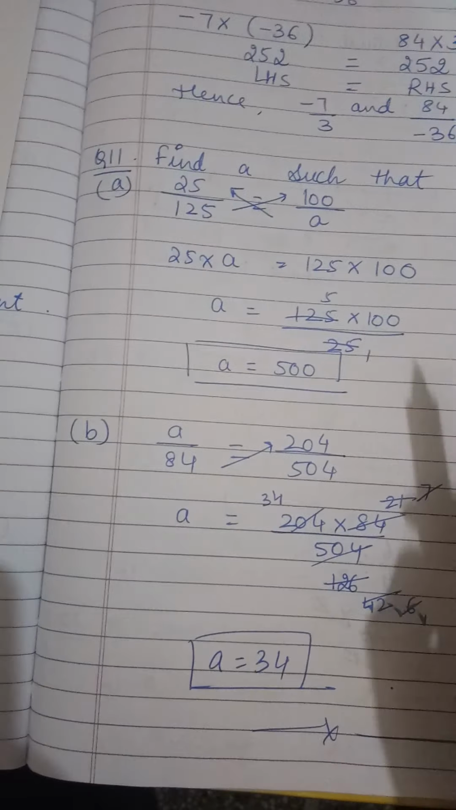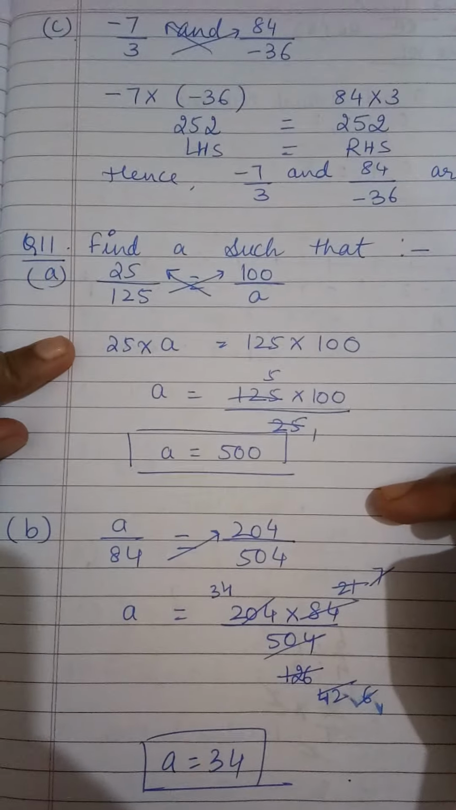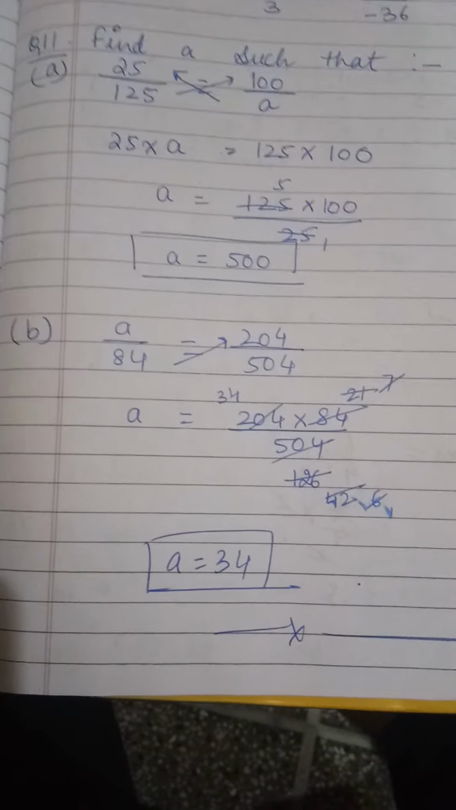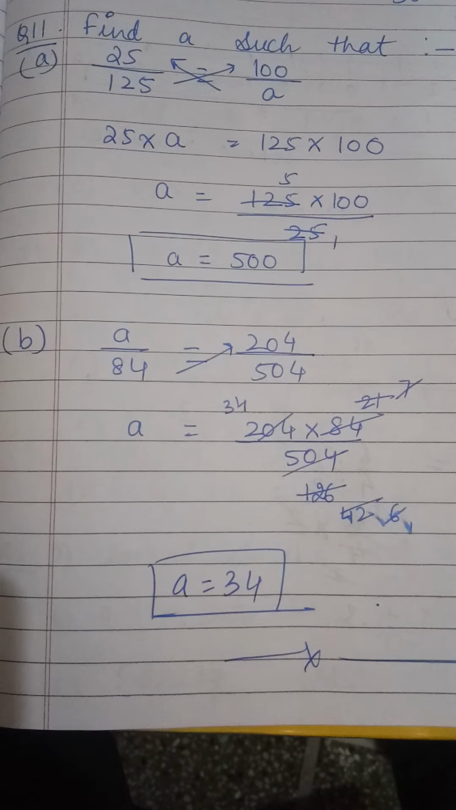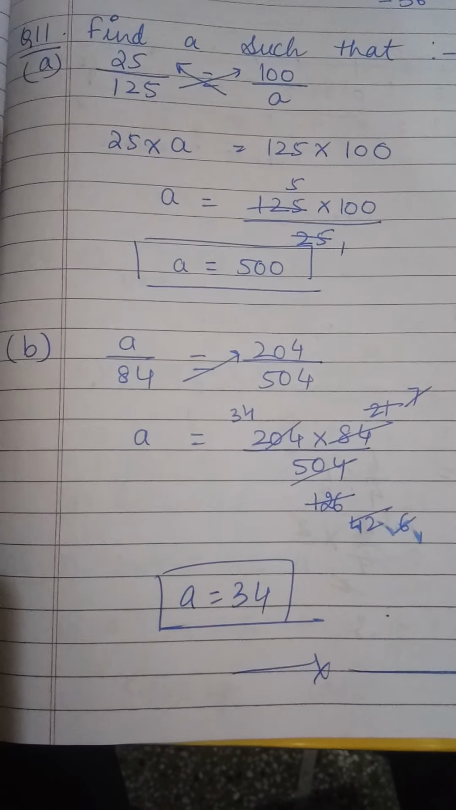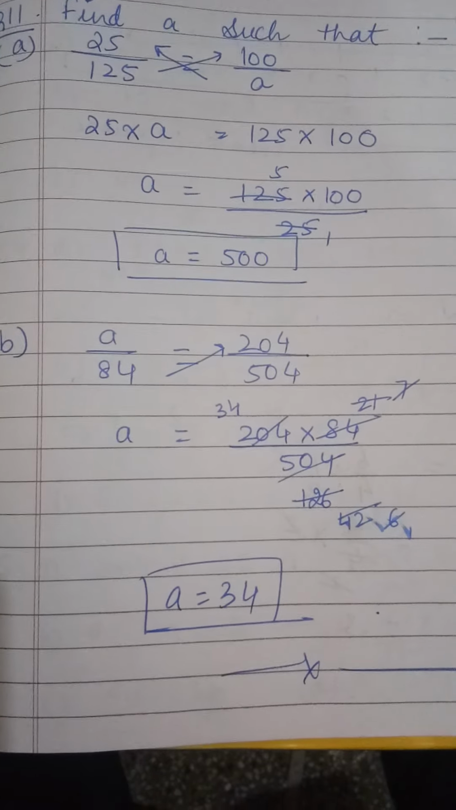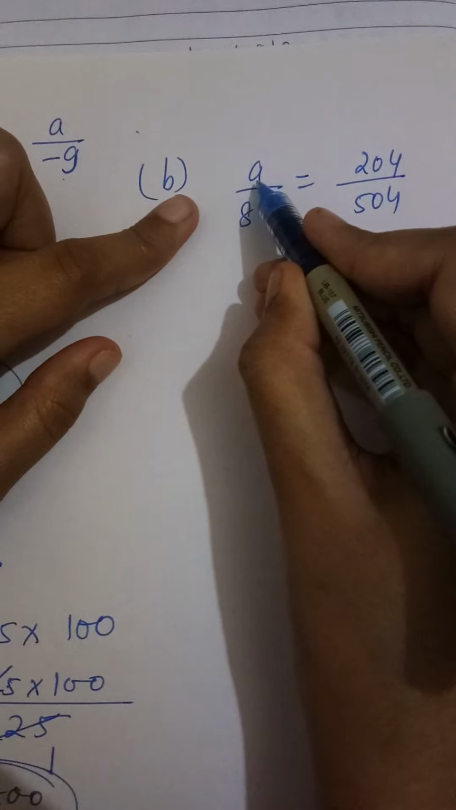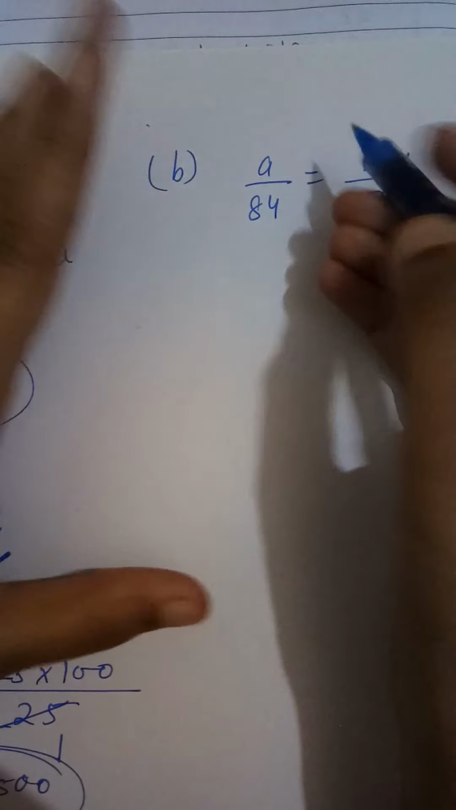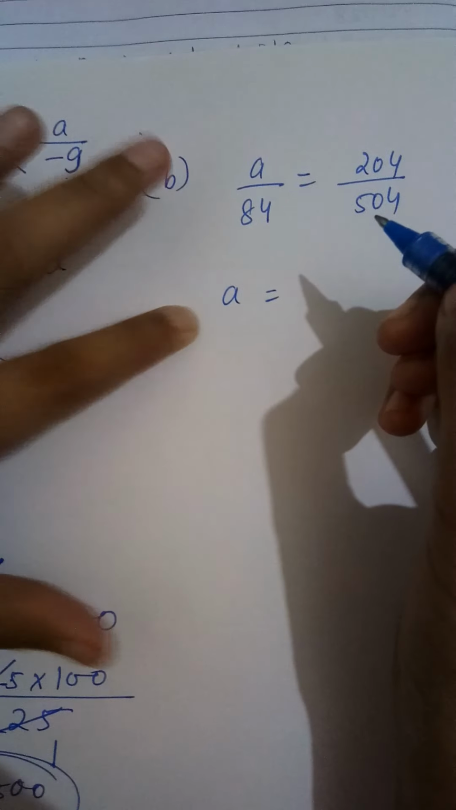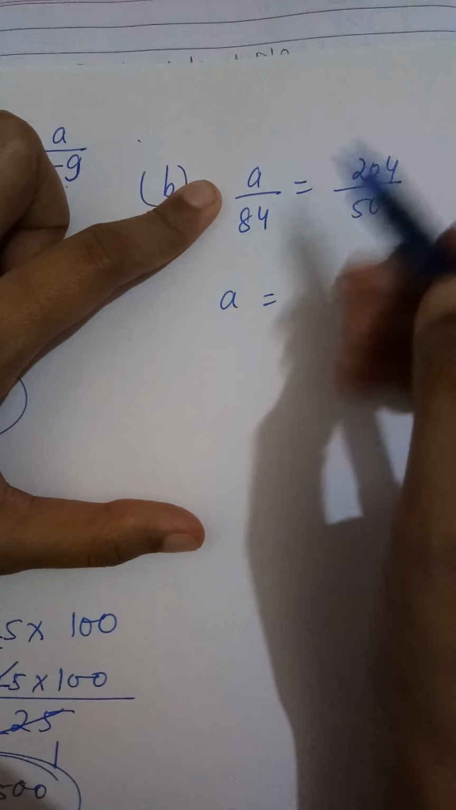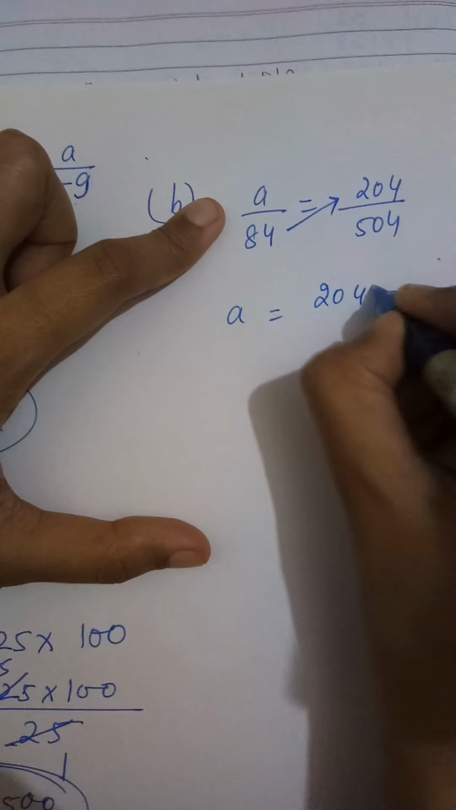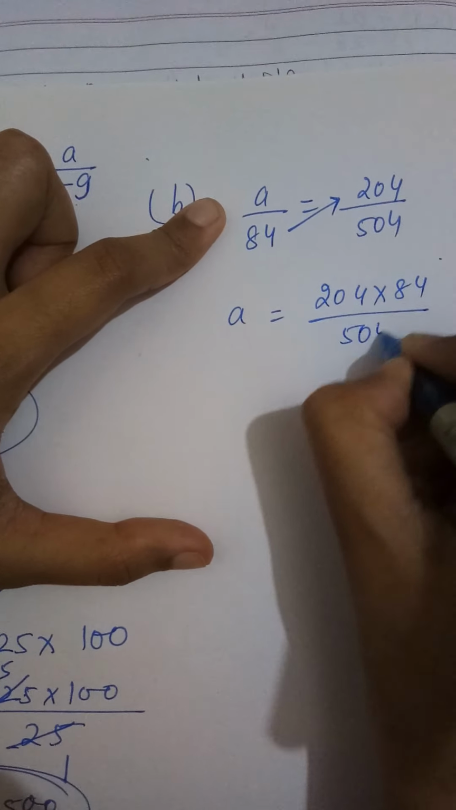You can see the solution here. Fine. Similarly we have the b part. In the b part, a upon 84 is equal to 4 upon 504. This is the question given to me. Look, a is alone in the numerator, which is what I wanted, so I am not going to shift a anywhere. Now 84 will go on the other side, up: 4 into 84 divided by 504.